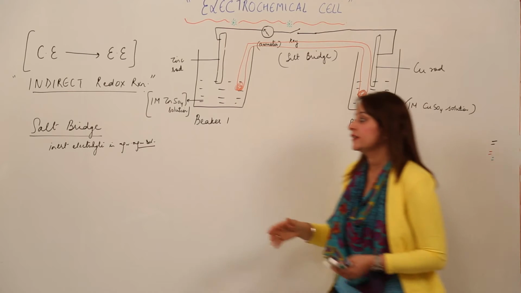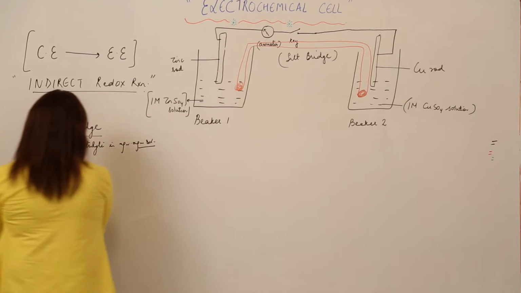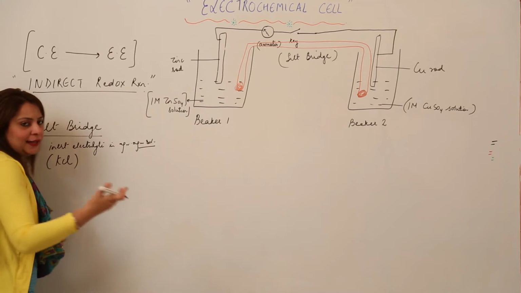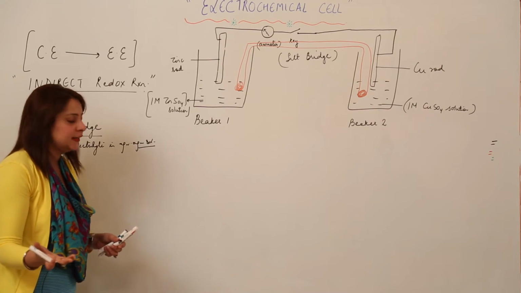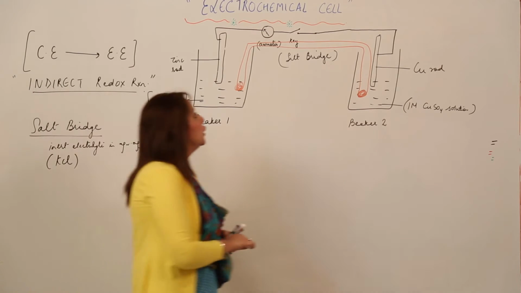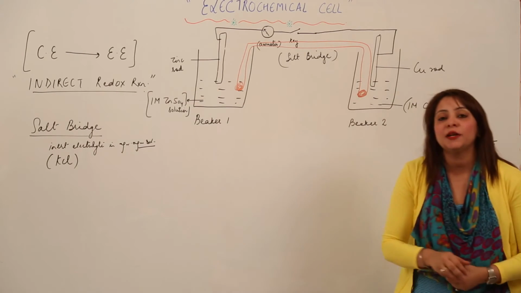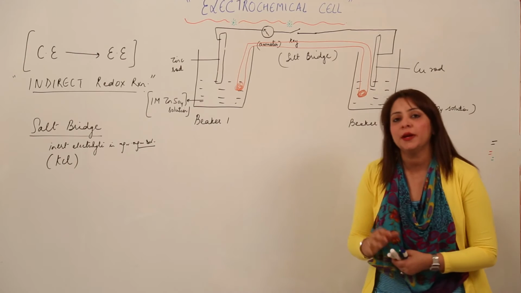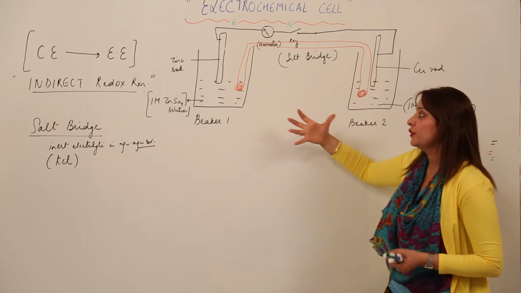You need to know that it contains an inert electrolyte. Suppose I take an example, KCl. You can take K2SO4, any inert electrolyte. So what I'm taking is KCl in agar-agar solution. So this is an electrochemical cell. That means it is the setup for the electrochemical cell, right? So you need to know this figure.